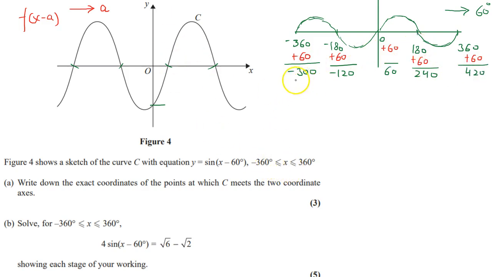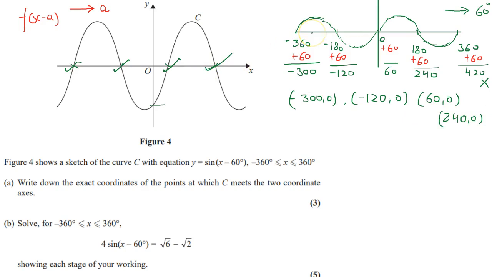Our range is from negative 360 to 360, so this will not come. So our points are minus 300 and 0, this point, then minus 120 and 0, this point, then 60 and 0, this point, and then 240 and 0. This is the point. So these are the points from minus 360.